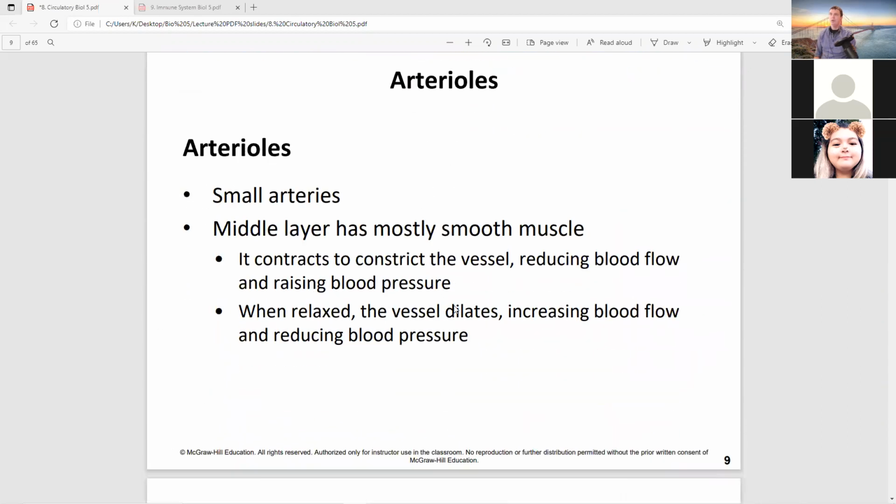Okay, arterioles. These are small arteries. The middle layer has mostly smooth muscle. It contracts to constrict the vessel, reducing blood flow and raising blood pressure. And when relaxed, the vessel dilates, increasing blood flow and reducing blood pressure.